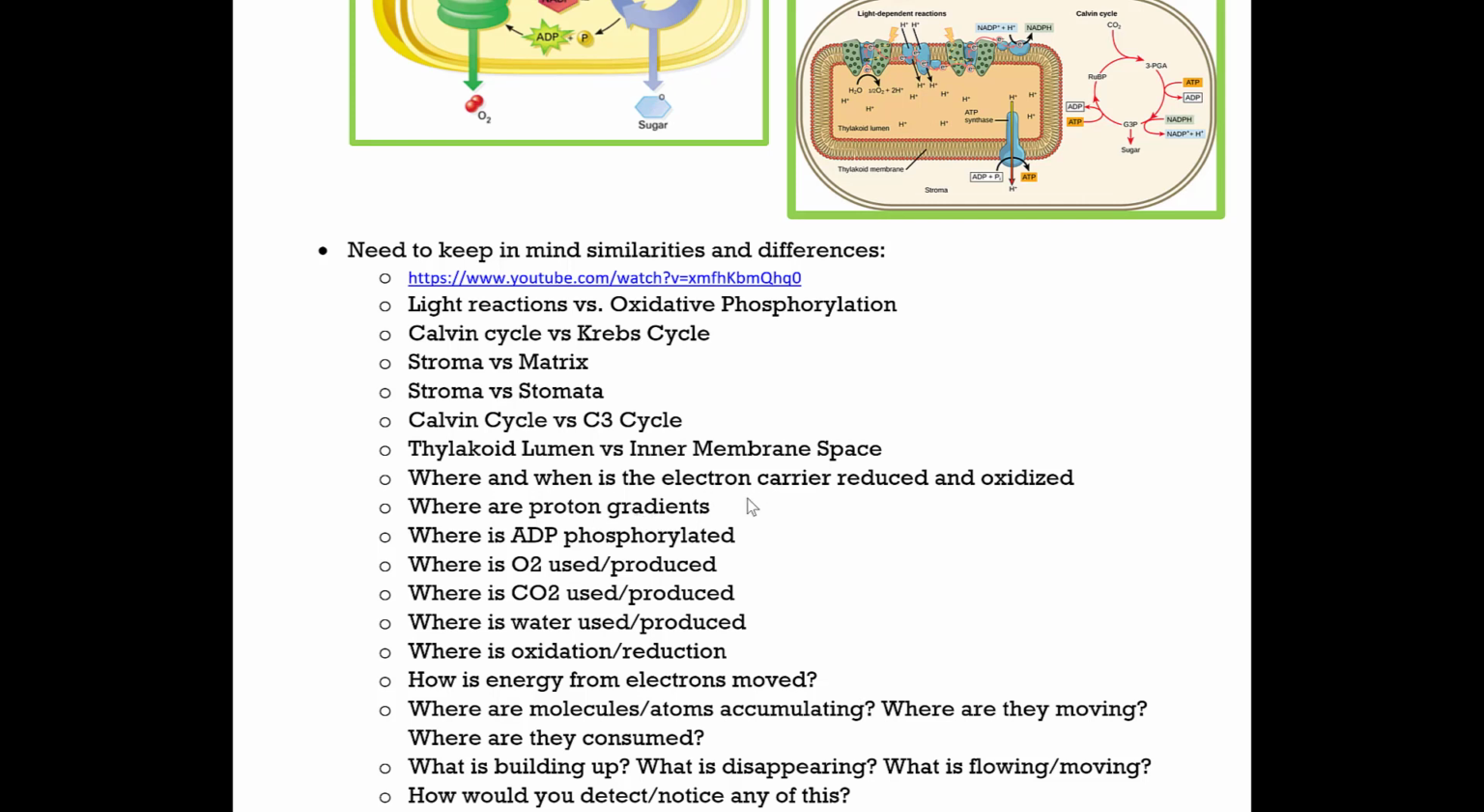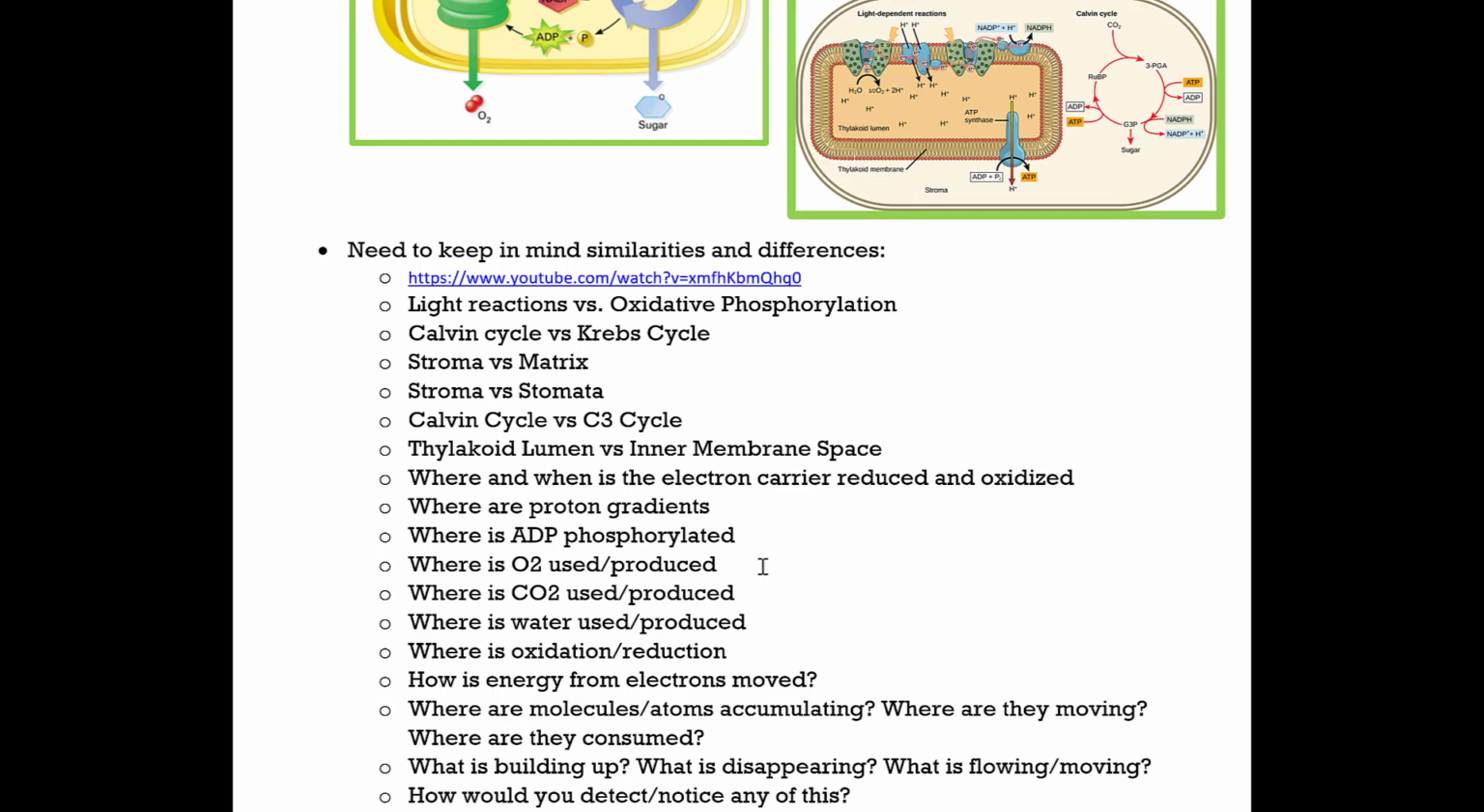In cellular respiration, we had the proton gradient across the inner membrane of the mitochondria, high concentration of protons in the inner membrane space, low proton concentration in the matrix. ADP is phosphorylated during the Calvin cycle. It is phosphorylated by ATP synthase, which is embedded in the thylakoid membrane. And the ADP phosphorylation takes place in the stroma.